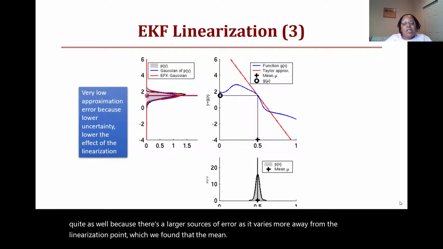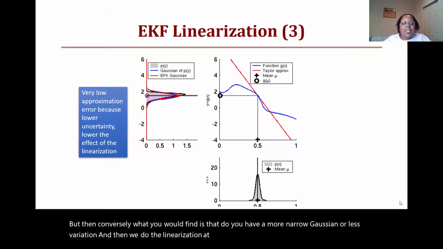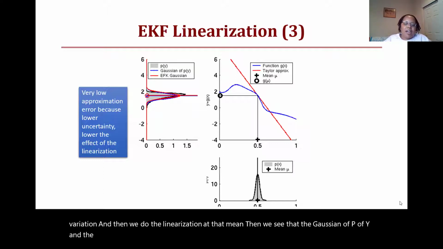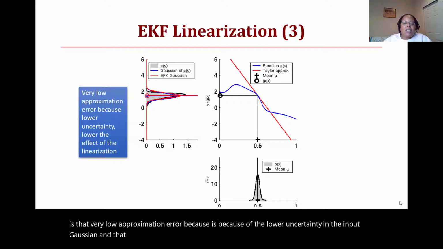But conversely, what you would find is that if you have a more narrow Gaussian, or less variation, and then we do the linearization at that mean, then we see that the Gaussian of P of Y and the extended Kalman filter Gaussian are almost identical. So what you can say here is that the very low approximation error is because of the lower uncertainty in the input Gaussian, and that also lowers the effect of the linearization due to the lack of a lot of variation in the input.